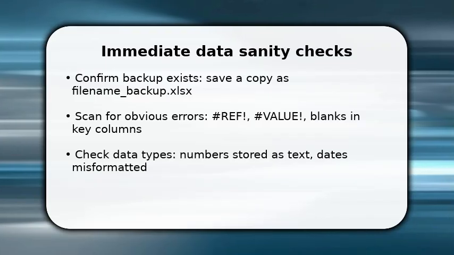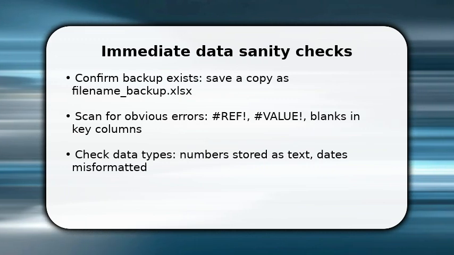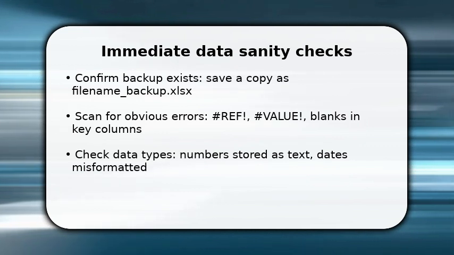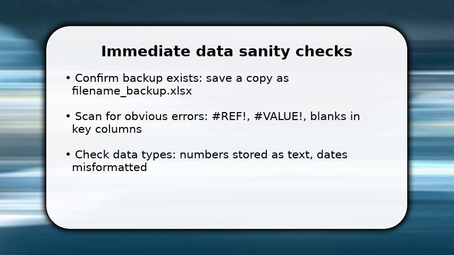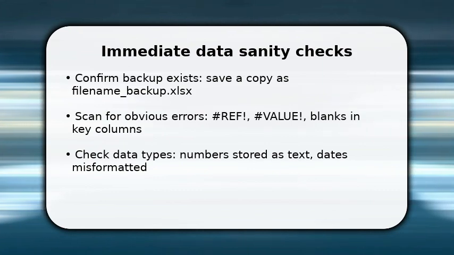You start by creating a working copy and scanning the sheet systematically. First, save file name backup.xlsx so you can revert. This preserves your original. Next, rapidly identify obvious errors like #REF or hash value and note blank cells in key columns. Then validate data types because numbers as text and misformatted dates will break formulas later. Once done, mark problem rows and columns with color so you can focus. This prevents accidental overwrites and speeds the next correction step.